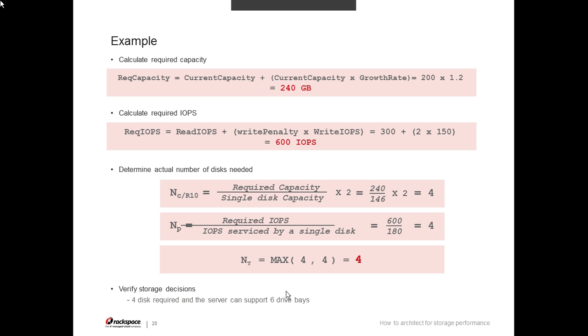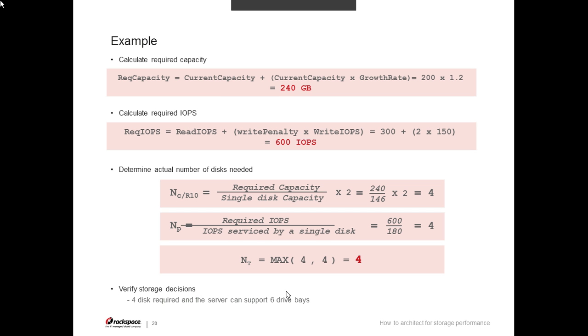In terms of performance, 600 IOPS divided by 180 IOPS, which is the approximate amount of IOPS delivered by a 15K SAS drive, suggests a need for 4 disks. As we are using RAID 10, we require a number that is even, so we don't need to make any changes with regard to the disk count. Finally, we need to determine the largest of the two values, which is 4. This is a nice number since it fits within our server, which has 6 slots available. From here, we may choose to iterate, or just decide to stick with our decision.